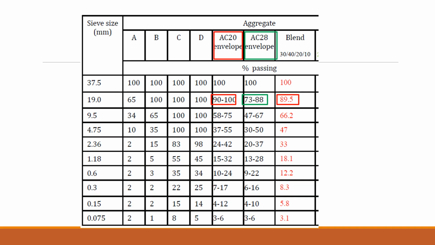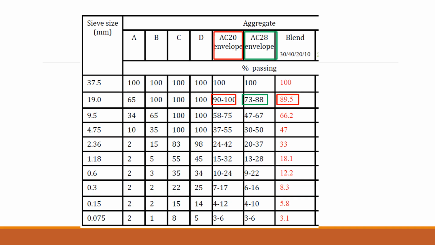Okay, so let's forget about the AC28. Let's do the AC20. We need to bring this number up. 89.5 should be above 90, isn't it? So we need to increase it. If you look at A, B, C, D, if I increase A, what will happen? That number goes further down, isn't it? So we need to decrease A and we can increase either B, C or D. Agree? Yeah. What can you say about the AC28?